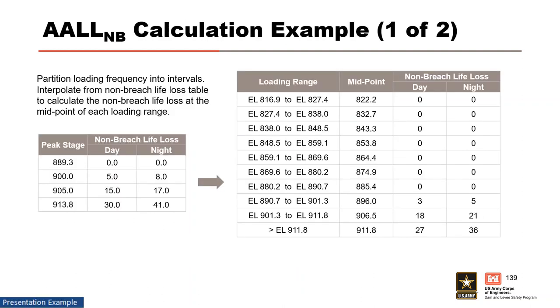Next, I will run through a quick example. I've already covered how to partition hazard curves into intervals when calculating the incremental risk, and we'll do it the same way for the non-breach risk. The partitions we develop should be the same across all types of risk that we calculate. For each loading partition, we will interpolate from the non-breach life loss table to get the non-breach life loss for the midpoint of each loading partition, and we will do that for each exposure scenario being considered.